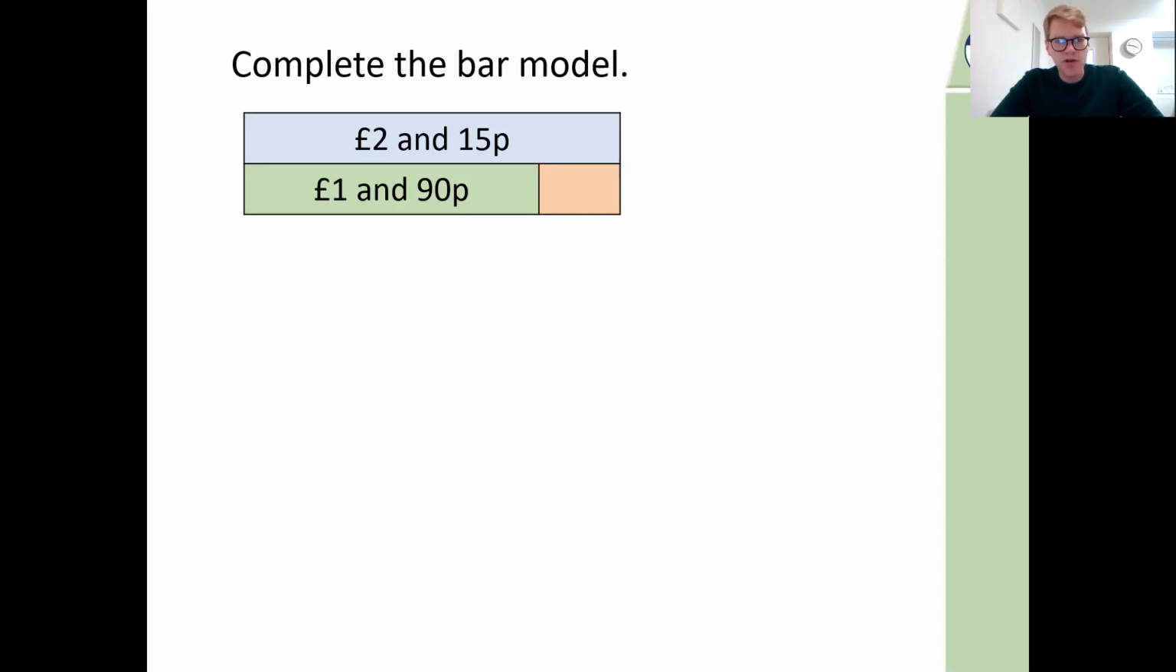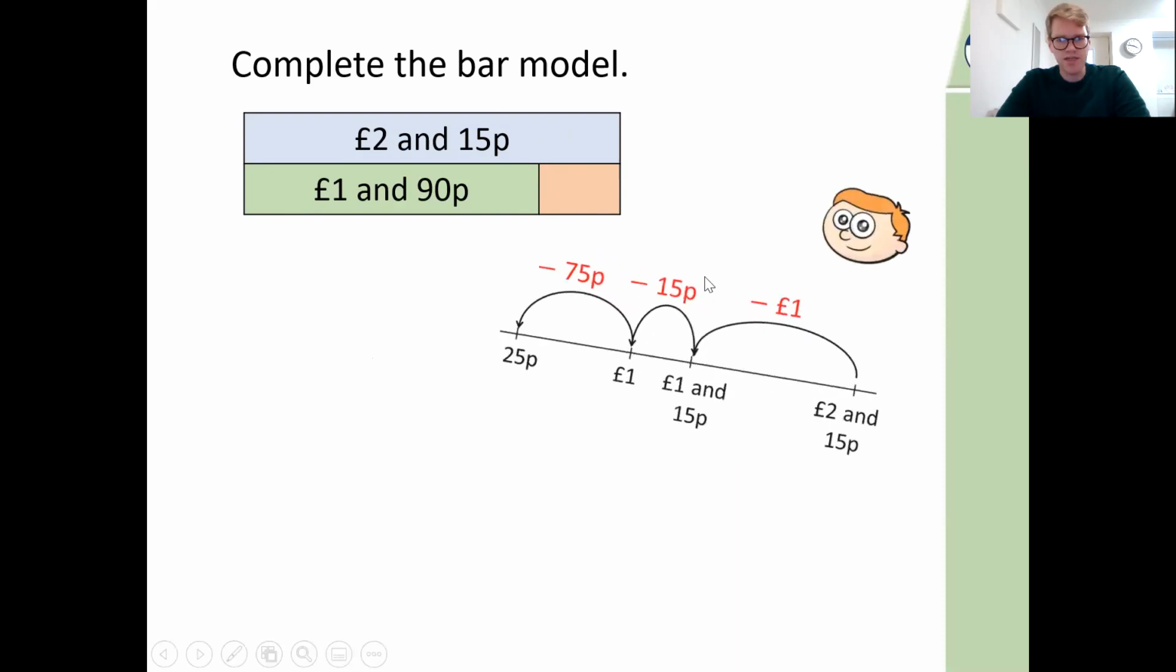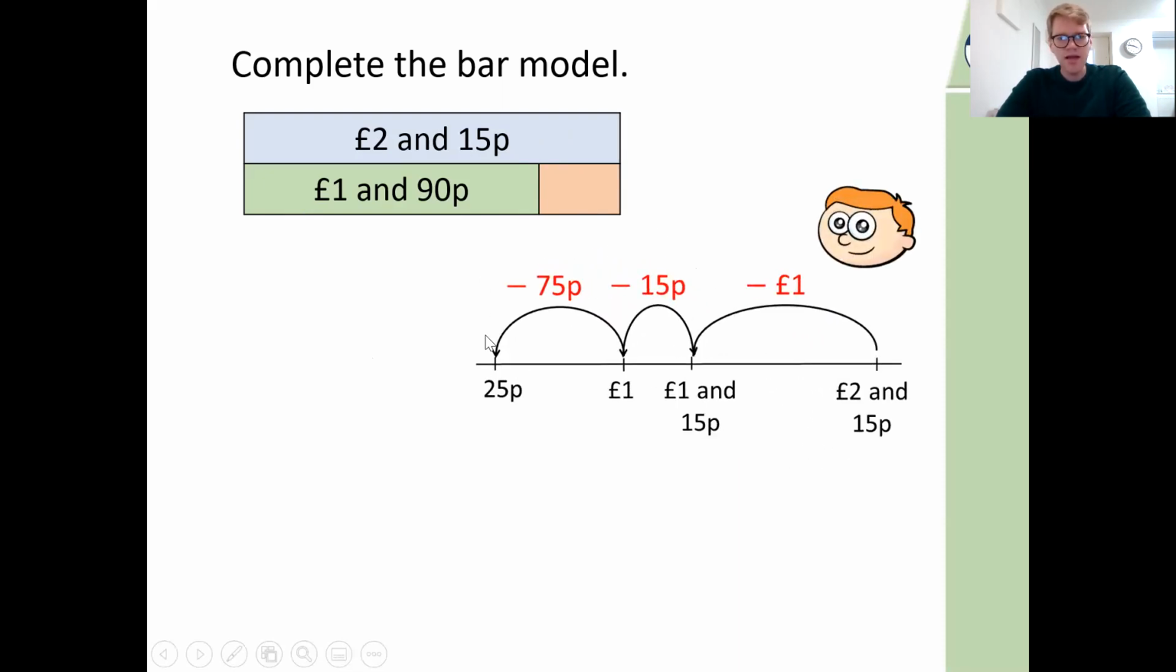So complete the bar model here. Now, this is a way of representing the difference between numbers. So £2.15 is our whole there. One part of it is £1.90. We need to find out what the other part is. Now, here's one strategy we could use for that. So we could have done a bit of a number line here. We could have gone from, if we're starting on the right-hand side here and doing some subtraction, they've gone back £1 to £1.15. They've gone back 15p, which they know would really nicely get them to £1.